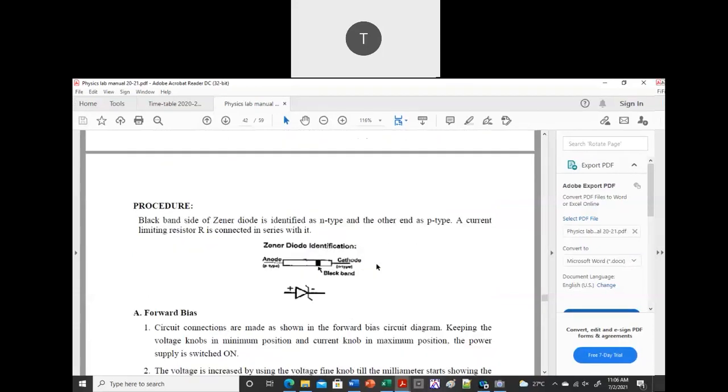So if you go back, you can see here if there is a black band, that means it is a cathode or the negative terminal. And if there is no band, that means it is the anode or the positive or the P type. Okay, so this is the P type, and if the band side is your N type.